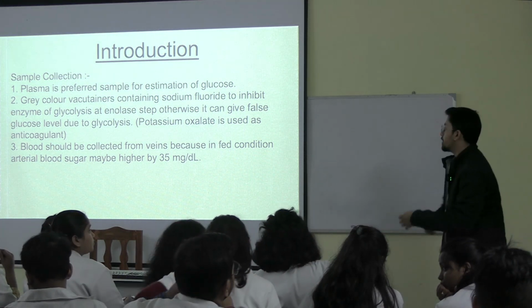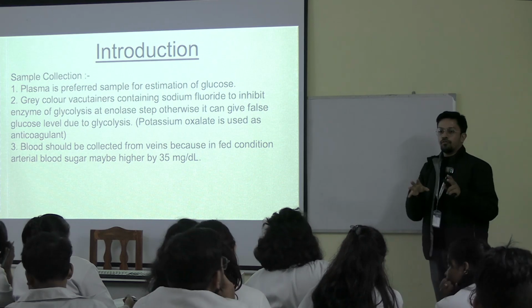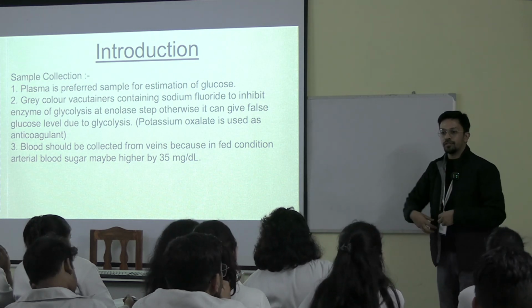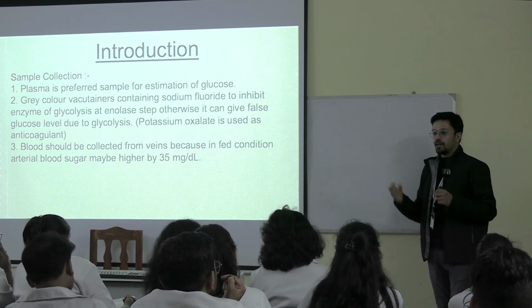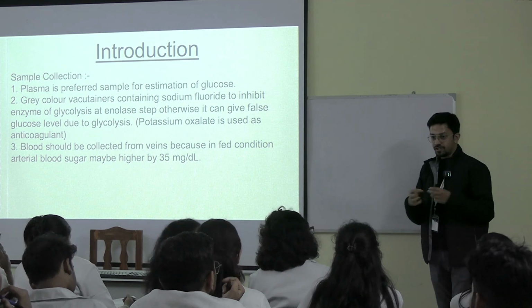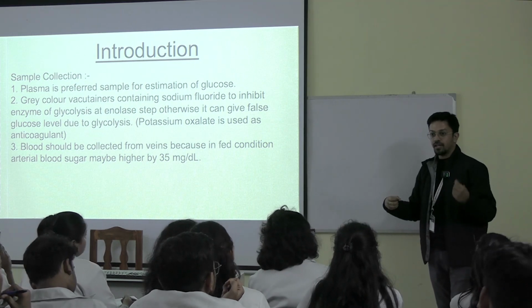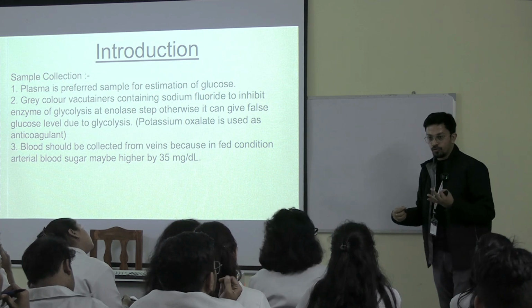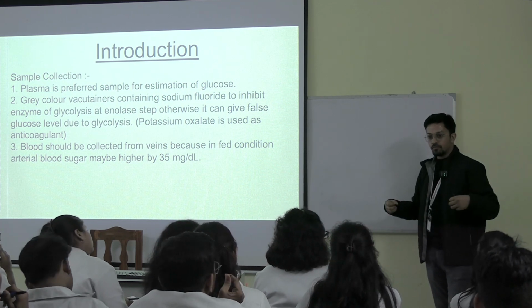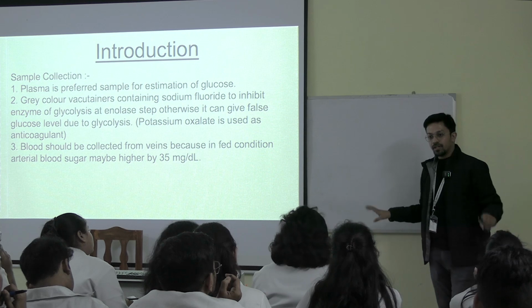Third point. See, you are taking food. Your food is going to the intestine. It is getting metabolized, and there are some transporters which are absorbing the glucose from the intestine, right? Like SGLT1, SGLT2, GLUT4, GLUT5. These are absorbing the glucose. Then after that, these are going into the blood circulation.